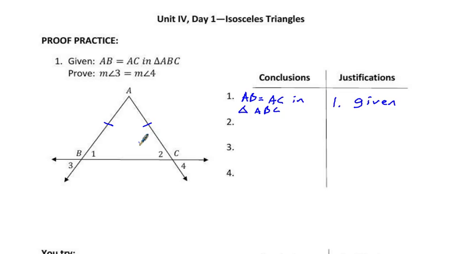Our objective is to prove the measure of angle 3 equals the measure of angle 4. Well, because the sides here are congruent, I know that angle 1 and angle 2 are congruent, so measure angle 1, and we'll say equals, since everything here has been equals, the measure of angle 2, and the reason is the base angle theorem, or the isosceles triangle base angle theorem. We can abbreviate that as BAT.